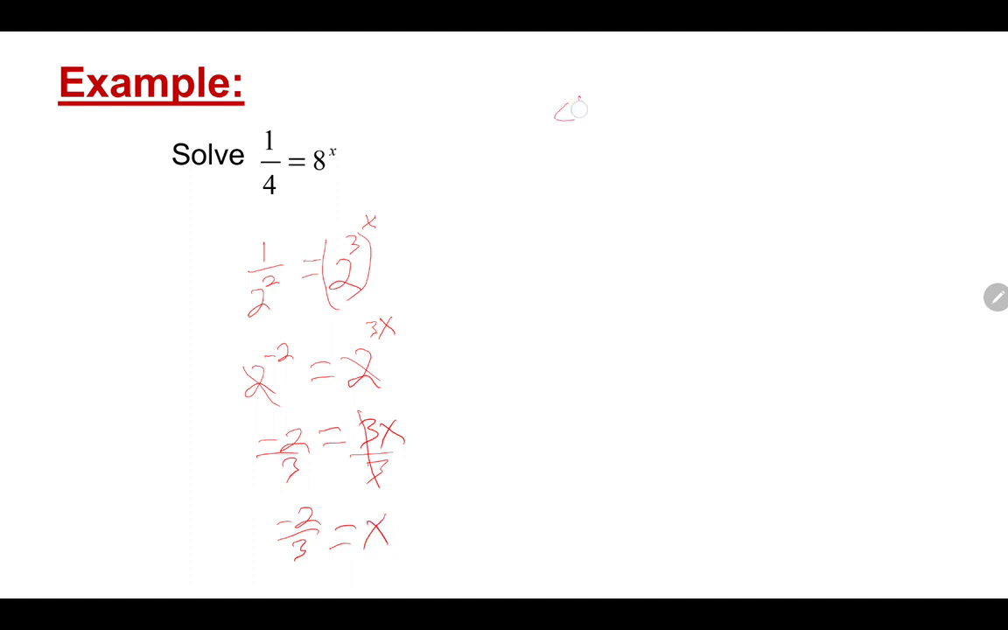I can check, because I want to make sure I plug in the right answer. I get the right answer on my homework, on the quiz, the exam. So I'm going to check, is 1/4 equal to 8 to the power of negative 2/3?